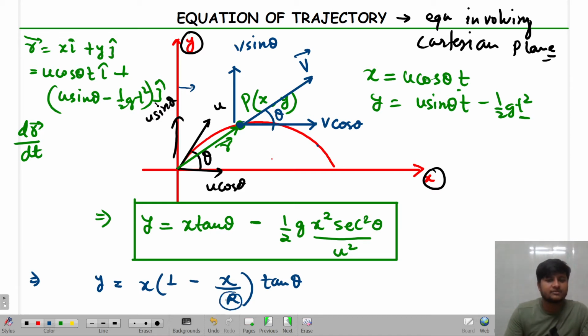Because R varies with respect to the trajectory. Whatever trajectory you have, you will have different kinds of range formula. Based upon that, we'll try to solve one question.